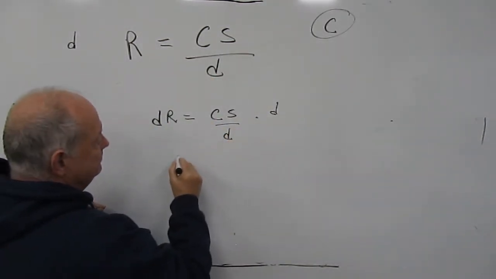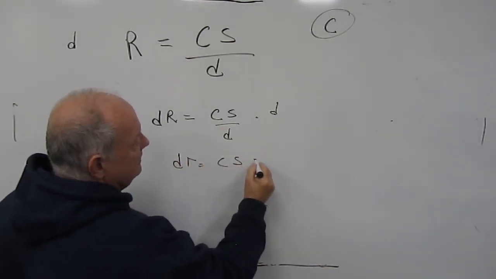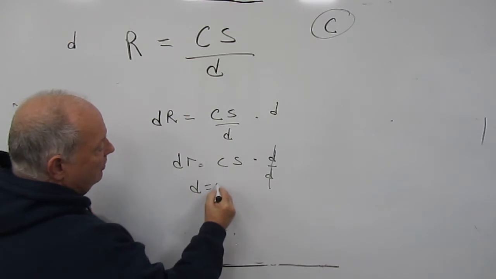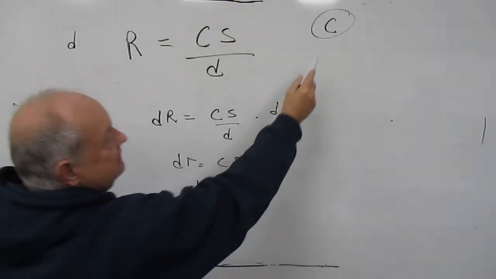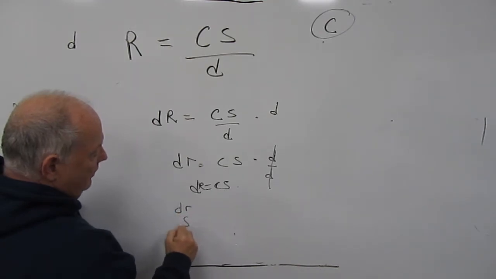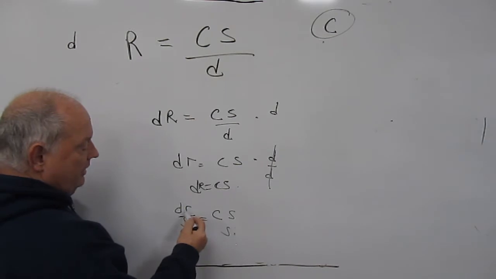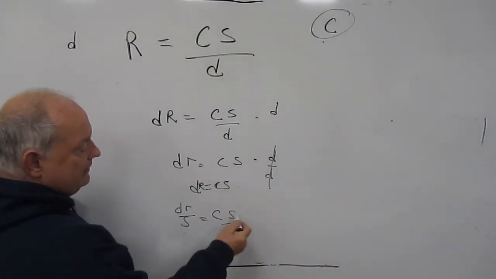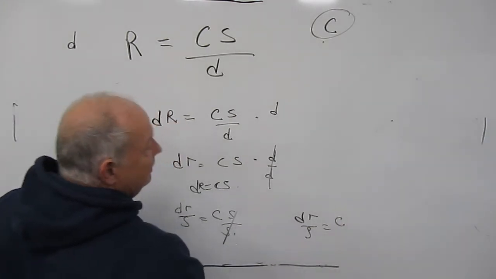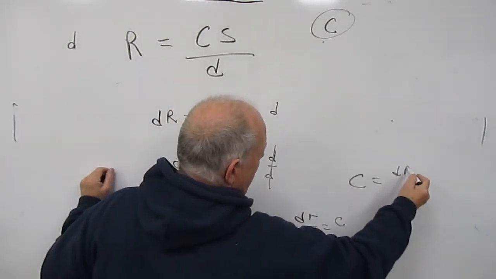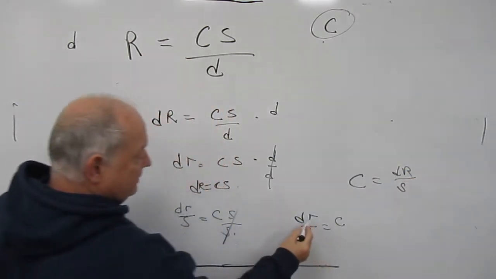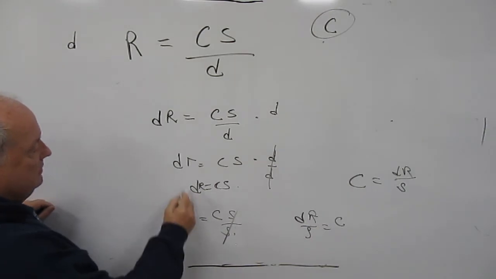Now we can see that we have DR equals CS times D over D, which of course is 1, cancels out. DR equals CS, and we're looking for C. So you want to get C by itself, we'll divide through by S on both sides. So we're going to have DR over S equals CS over S. S cancels out and leaves us with DR over S equals C, which we can flip around and say C equals DR over S. Of course, I changed this R from capital R to little r somewhere along in the line there.